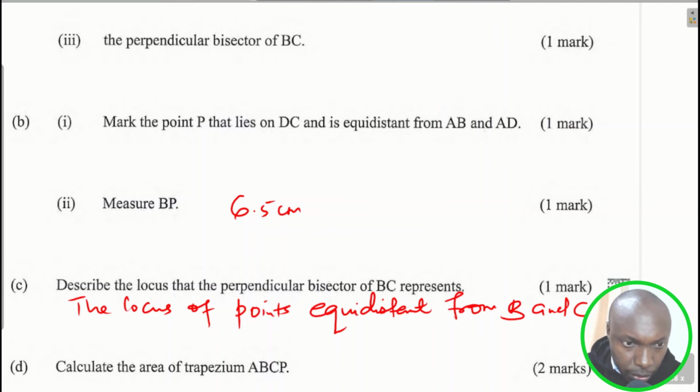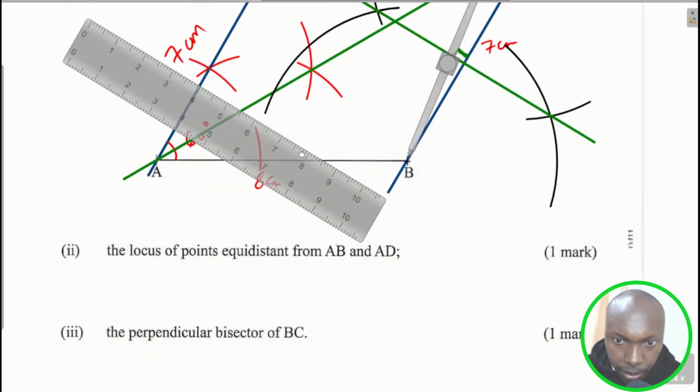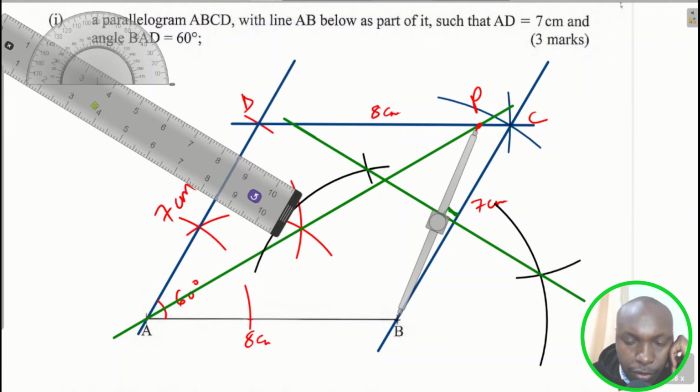Then the other question, which is the last one, that is D. Calculate the area of trapezium ABCP. So let us go to the diagram and see ABCP. Now that is a trapezium. The area of a trapezium is given by a half multiplied by the sum of the two parallel sides times the height, and that is the perpendicular height. So that is how we are supposed to work that out.